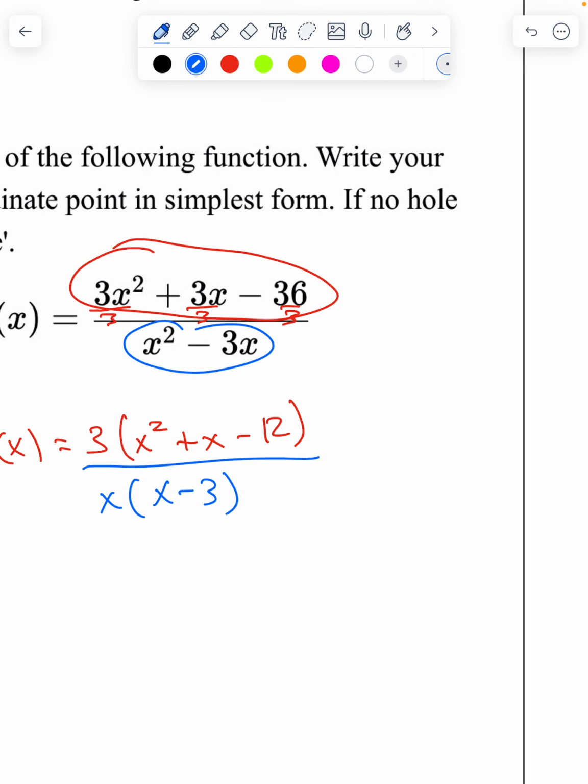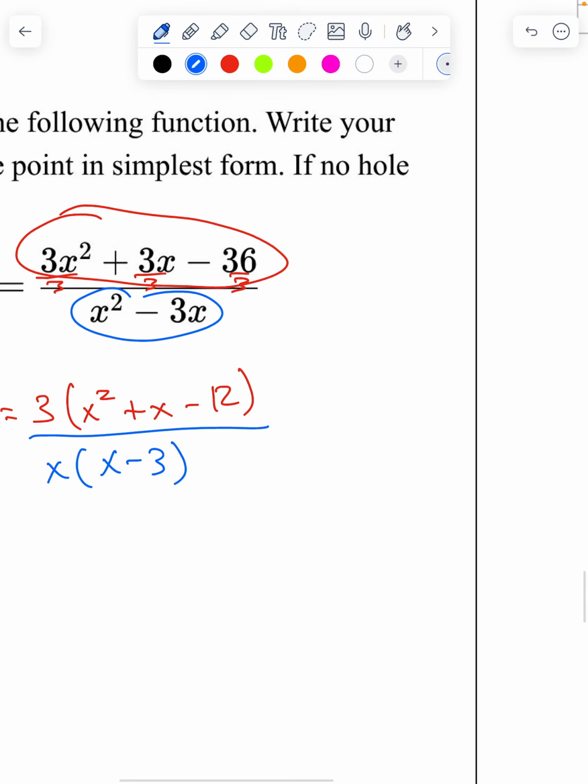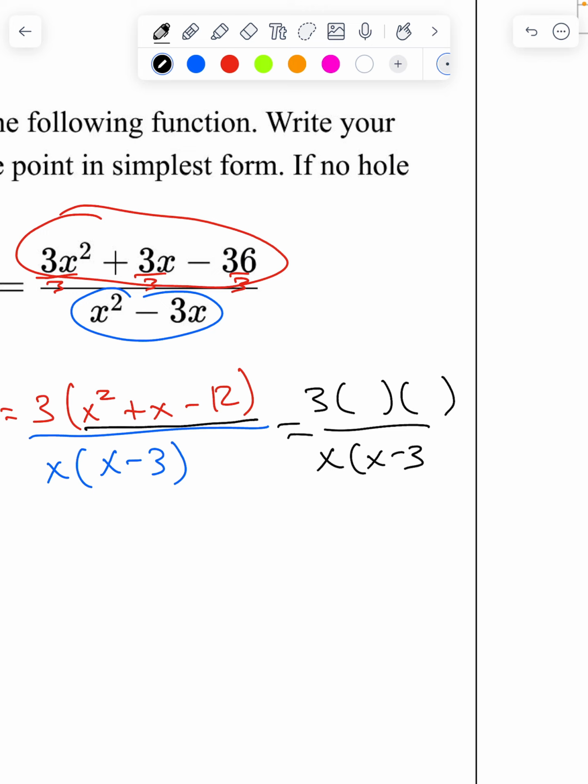Now I got a little bit more work to do, because that top part, I can do box and circle on this part in here. So this will be 3. Just copying that bottom down. So this would be multiply to -12, but add to +1. So I'm thinking 4, so x plus 4 and x minus 3.